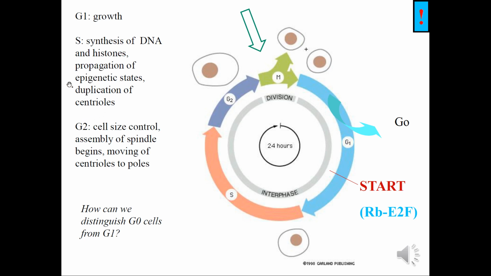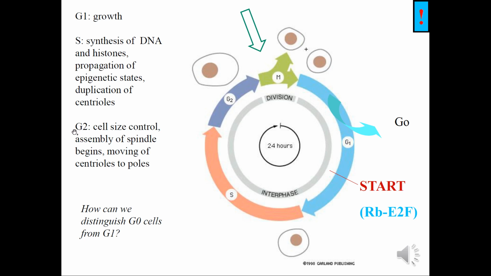So right now you don't need to focus on the propagation of epigenetic states, because it has to do with epigenetics, and I think it's more important for your genomic studies, not for your cell bio. But what's very important for S, which you probably already knew, is synthesis of DNA and histones. But this part is also important, duplication of centrioles. And the entire centrosome complex, which we'll talk about later, will start getting activated during the S phase.